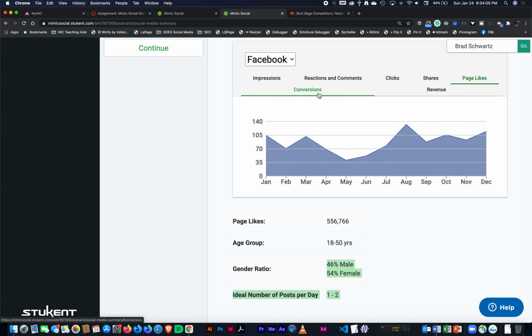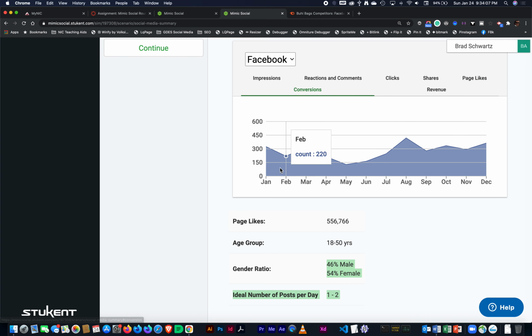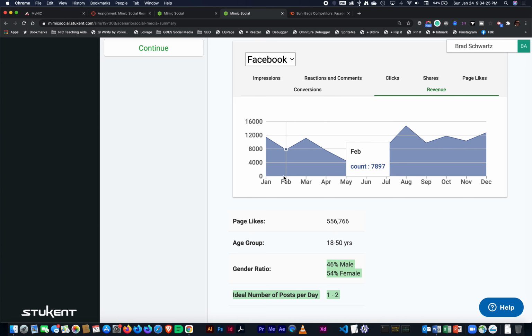Page likes, conversion. So you can see they're selling, I would say on average 250 bags a month. If we kind of take a look and draw an imaginary line between the 150 and 350. And then our revenue peaked at $15,000 in August, and looks like it's still climbing in December.